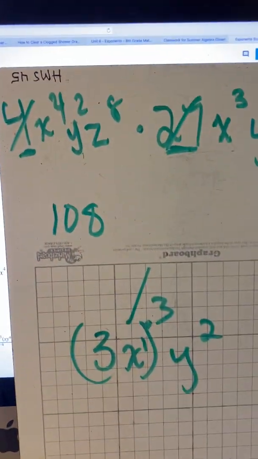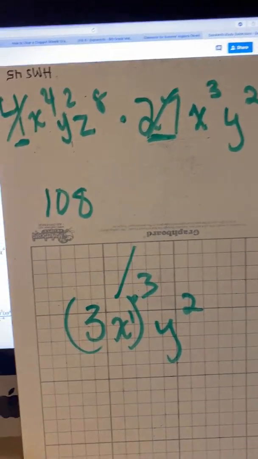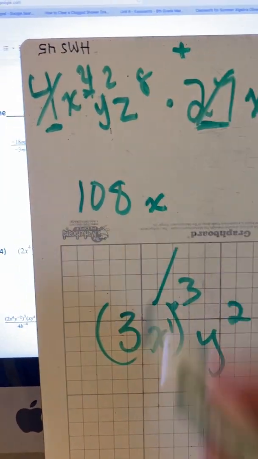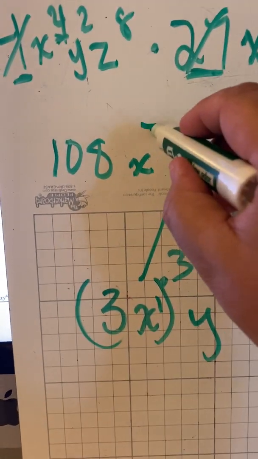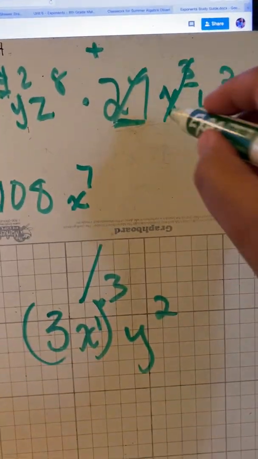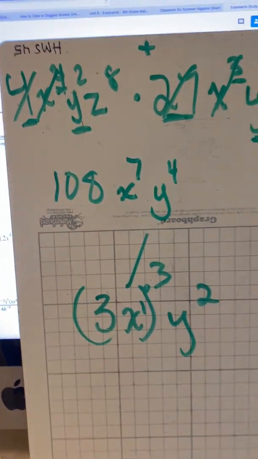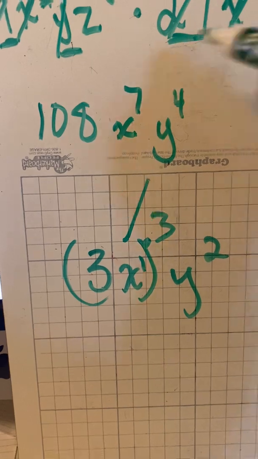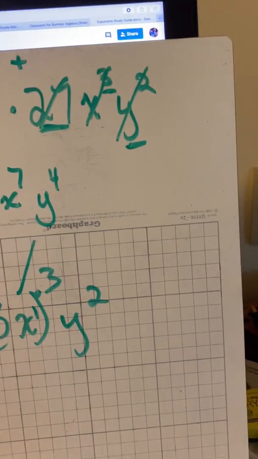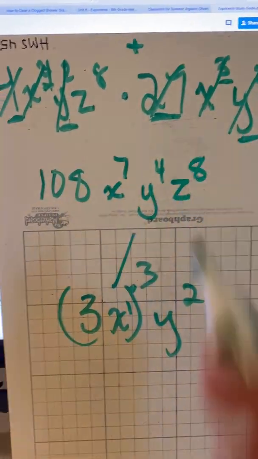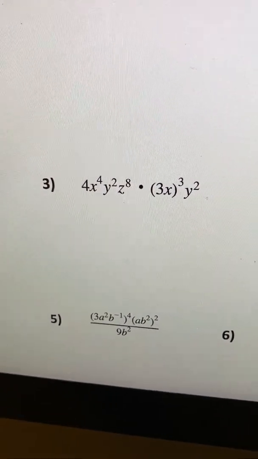Done with the coefficients. How many total x's do I have in this problem? Well, I've got 4 here and 3 here. Add the exponents. 4 plus 3 is 7. So I'm done with the x's. How many y's? I've got y to the second, y to the second, total of y to the fourth. Done, done. Now I've got z to the eighth in the first one and no z's in the other one. It's like a 1. What's 1 times z to the eighth? Z to the eighth. That is your simplified answer of that thing right there, number 3.